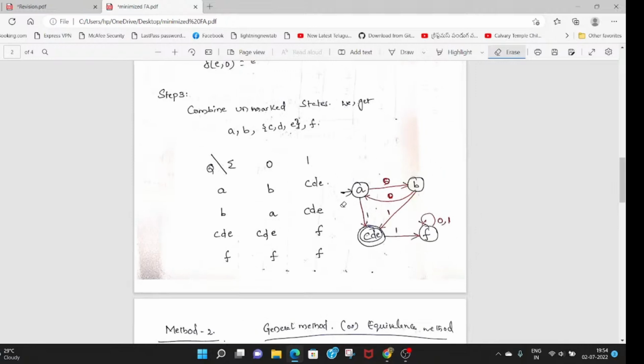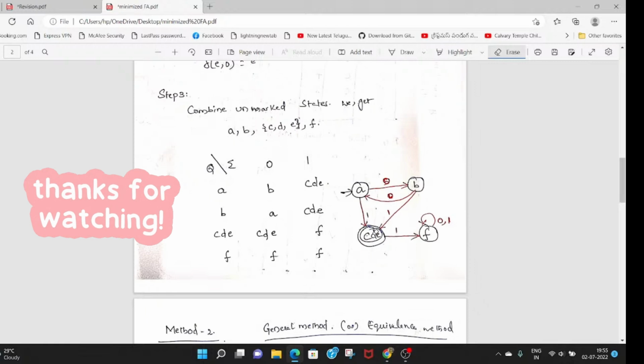So here you can consider, A is one state, B is another state and CDE is combinedly a single state and F is another state. So depending on this transition table, I am making a transition diagram here with arrows. So A with 0 I am moving to B and B with 0 I am moving to A. A with 1 I am moving to CDE and B with 1 I am also moving to CDE.